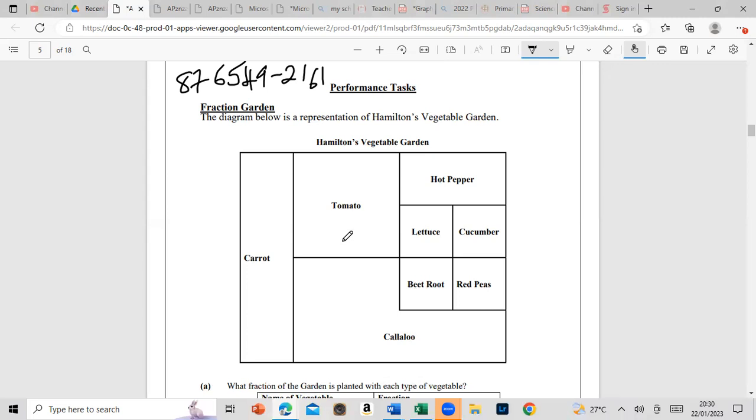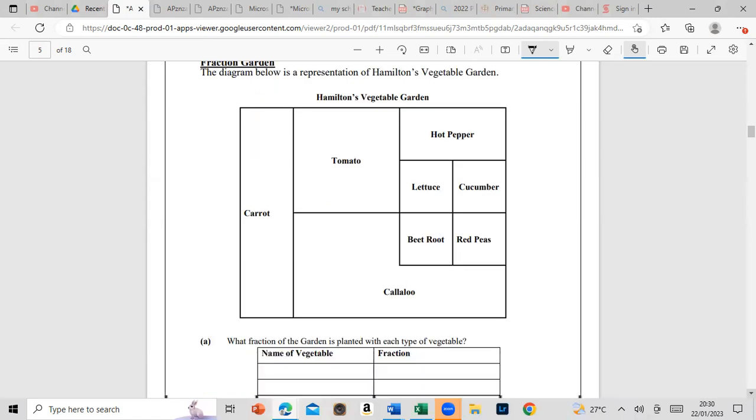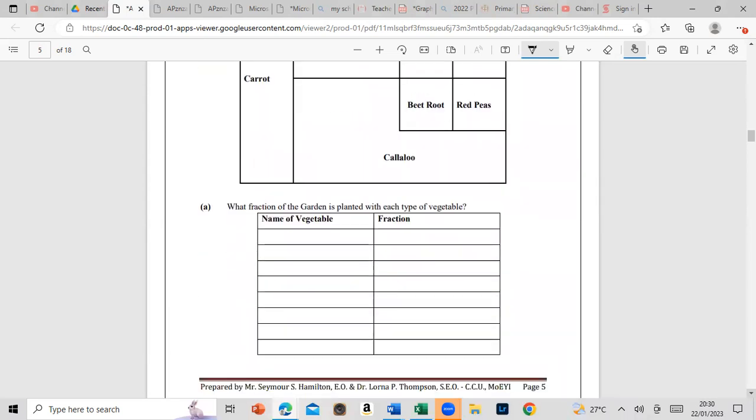All right, so let us see how many different types of vegetables. So we have 1, 2, 3, 4, 5, 6, 7, 8. So we have 8, so there should be 8 spaces. Let me just see if that's the case. 1, 2, 3, 4, 5, 6, 7, 8. All right, that's good.